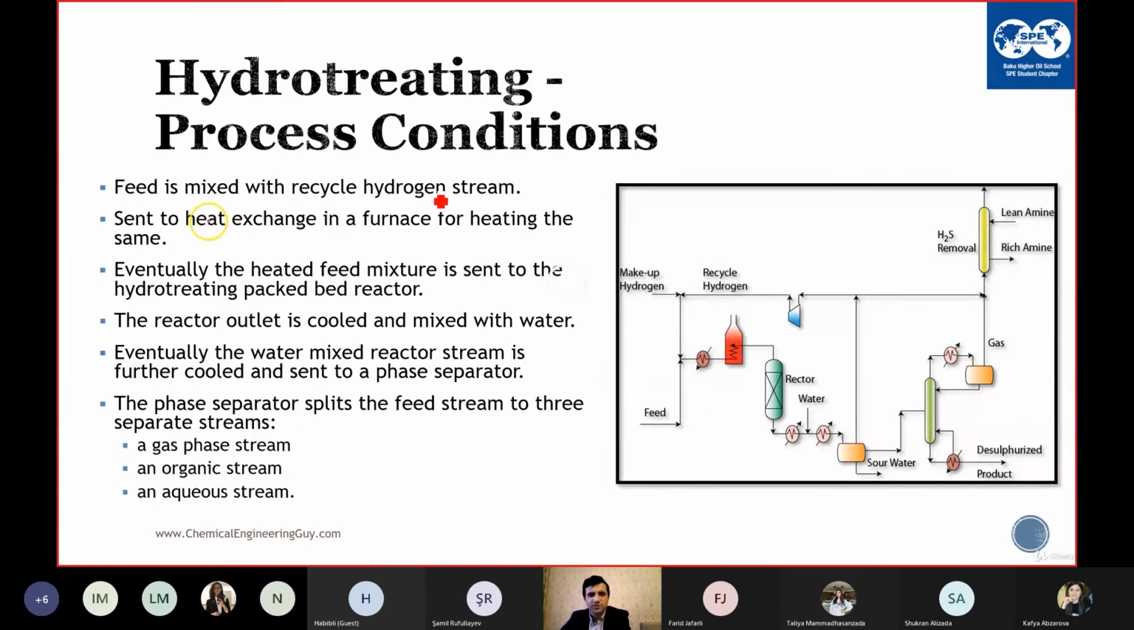Feed is mixed with the recycled stream, sent to heat exchange, and to the furnace for heating. Eventually, the heated feed mixture is sent to the hydrotreating packed bed reactor. So, if you see something like this, this is a packed bed.